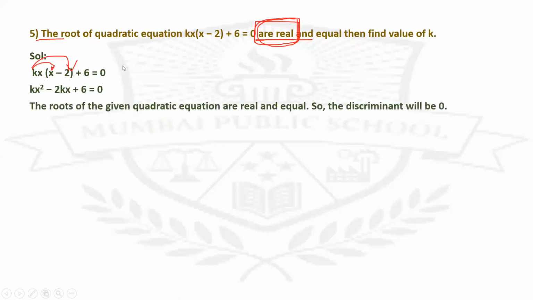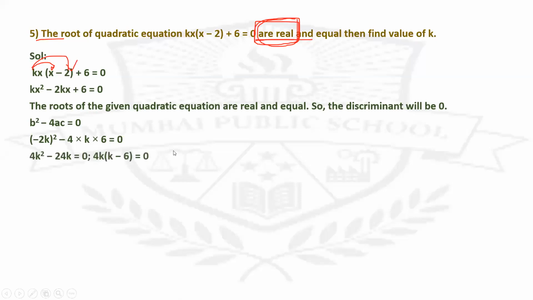So check. The roots of the given quadratic are real and equal. So the discriminant will be 0. Check. Very important information is hidden in the question. You'll get b² - 4ac = 0. Understand? This is the understanding question. Now, this real root, b² - 4ac is 0. Remember this. So you'll get that as (-2k)² - 4 × k × 6 = 0.